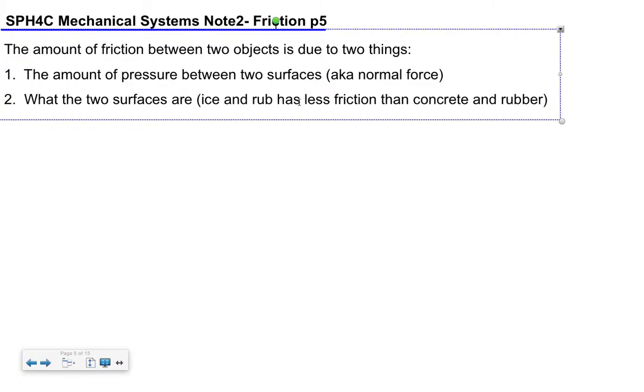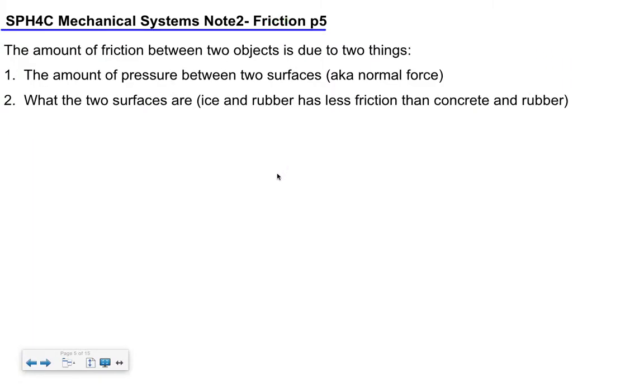If you had your rubber-soled shoes on and you're walking across ice, you're sliding like crazy, right? Your normal force, so to speak, would be the same. But then you get onto concrete, you're not sliding anymore, because same shoes, but the surfaces are different. So the amount of friction depends on what the two surfaces are and how much pressure between those surfaces.